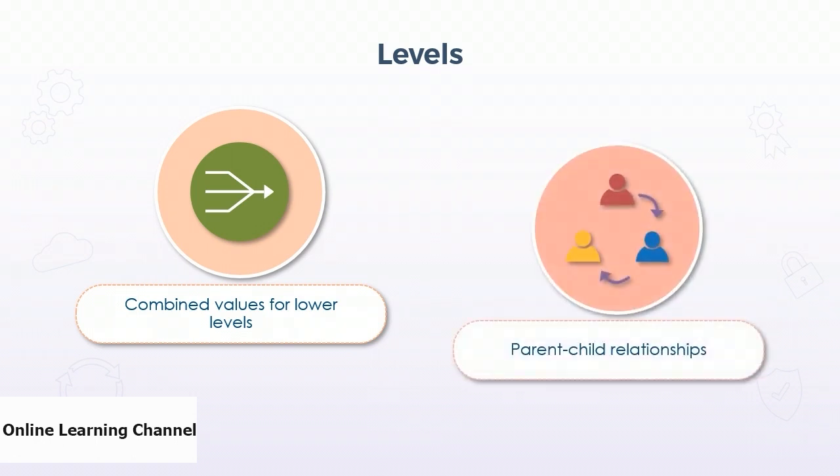A hierarchy's levels have a parent-child relationship. In our example, a department is a child of a store, and likewise a store is the parent of a department. An area is a parent of a store, and a store is a child of an area.